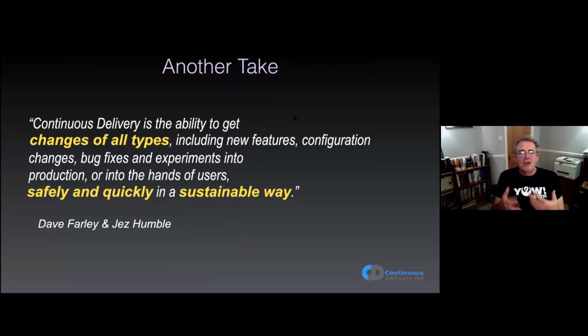But there's another take on this, and this is another quote from Jez and I, which is continuous delivery is the ability to get changes of all types, including new features, configuration changes, bug fixes and experiments into production or into the hands of our users safely and quickly in a sustainable way.